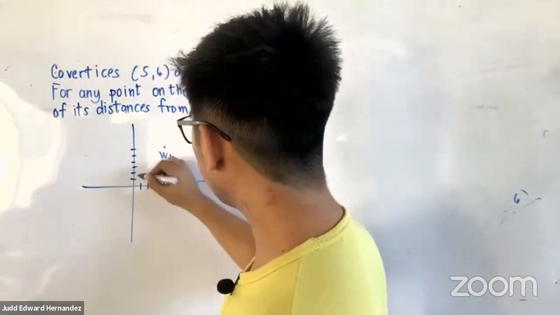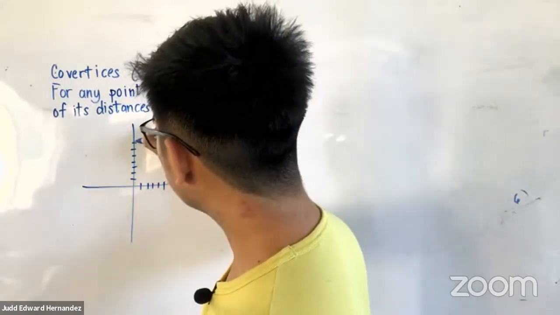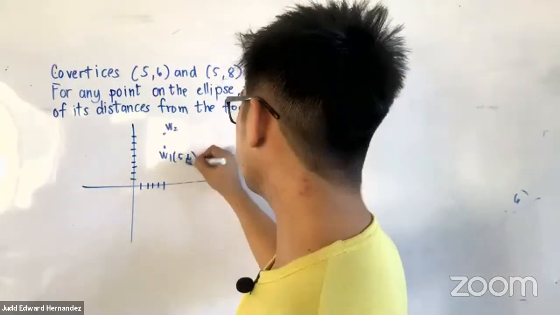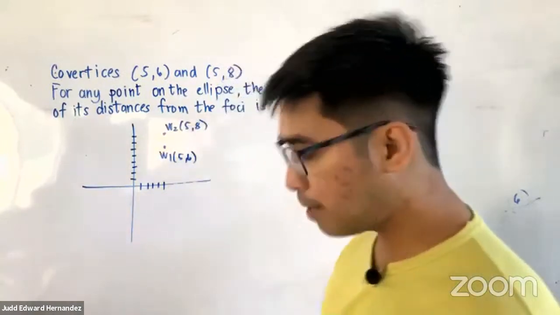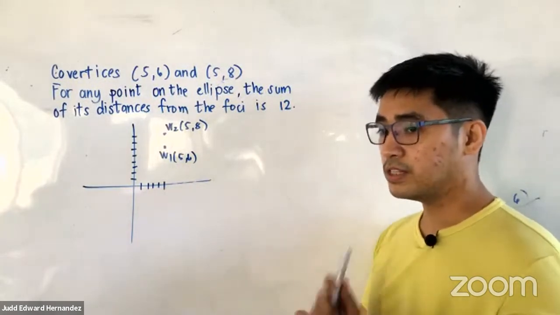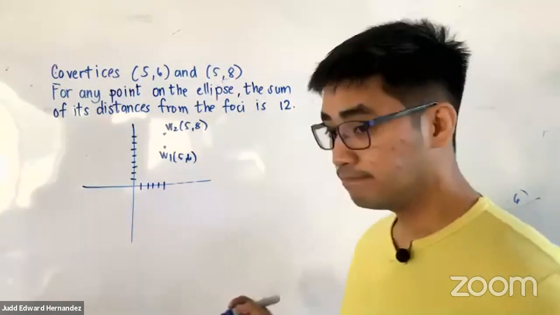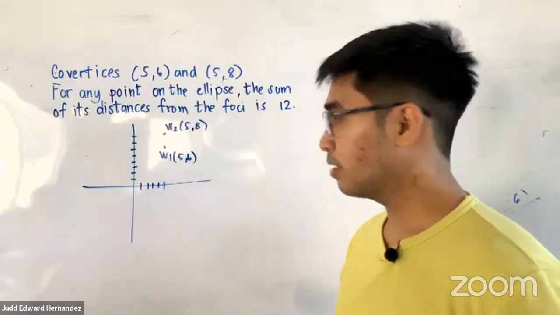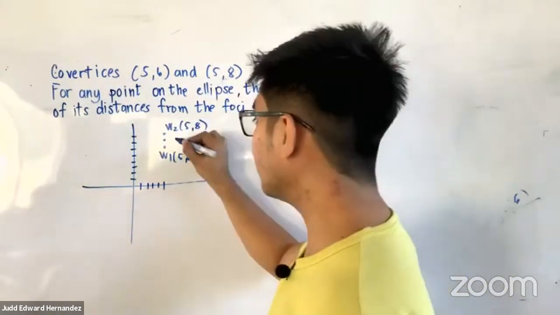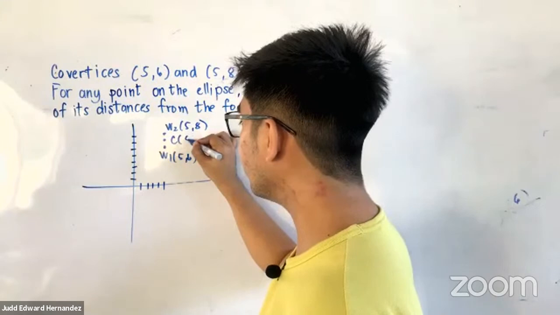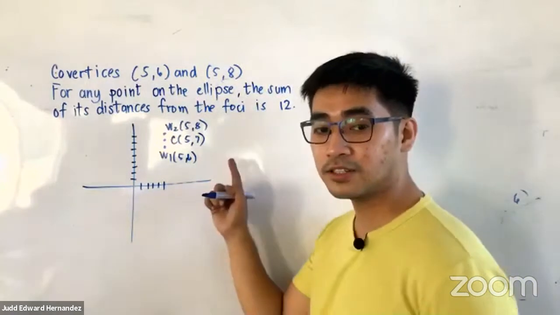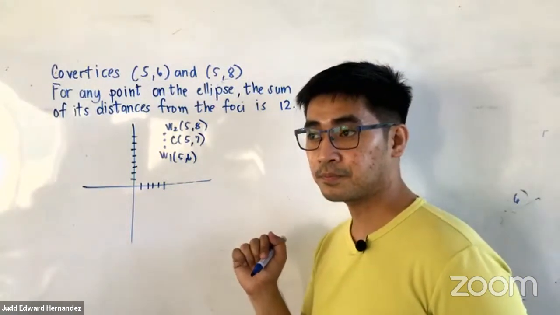So 1, 2, 3, 4, 5. 1, 2, 3, 4, 5, 6, 7, 8. So this is our W2. Okay, the location is (5, 6) and (5, 8). Ano nga sabi na makukuha natin kapag given tayo ng endpoints ng co-vertices, foci, or vertices? Anong makukuha natin? The center. Very good. Therefore, base pa lang dun sa graph natin, makukuha na agad natin yung center. At nasaan yung center? The center is located at (5, 7). Tama ba? Yes or no? Tama po.